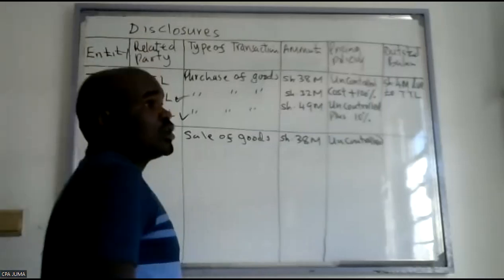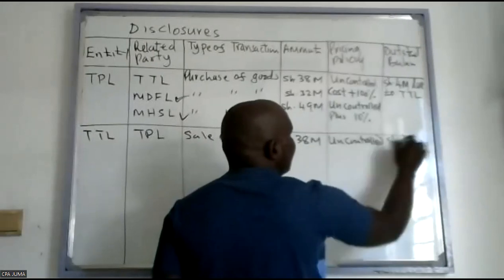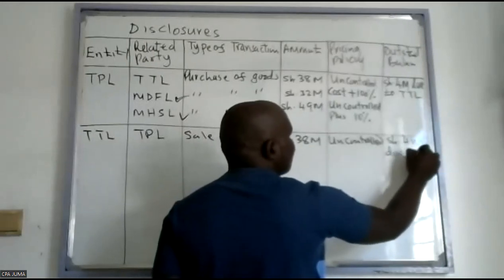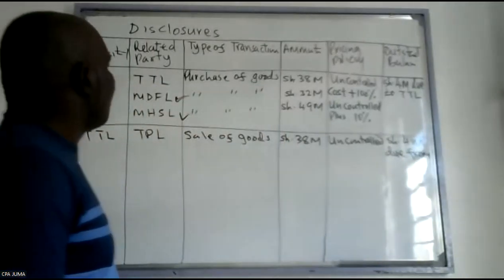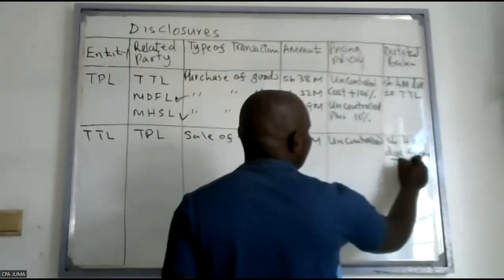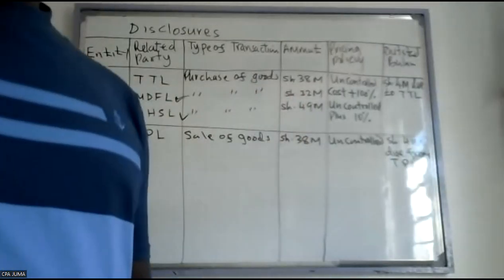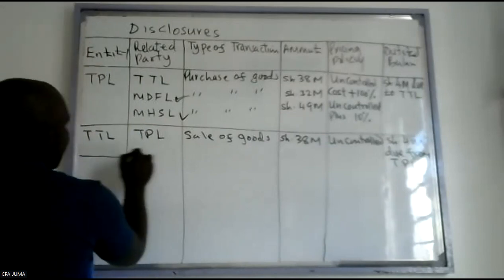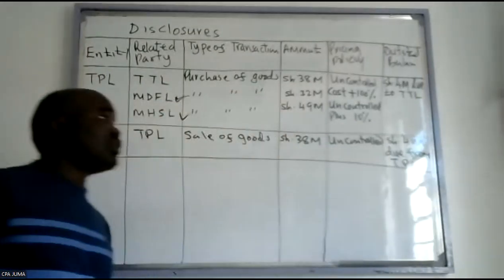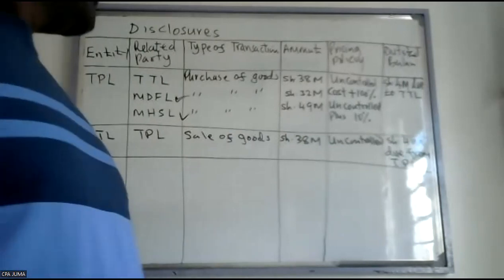Then the amount now is 4 million. The same 4 million due from TPL, because they were the sellers. If you are the seller, then it is due from. The purchaser is due to. So due from TPL. Then that disclosure is sufficient. It's becoming easy. Let's go to the next.